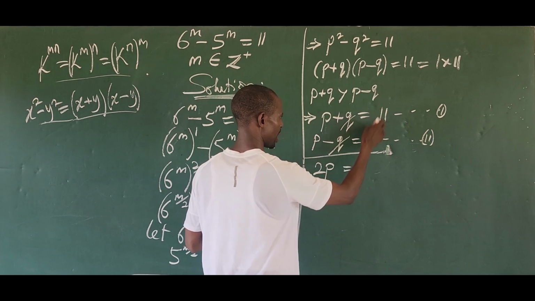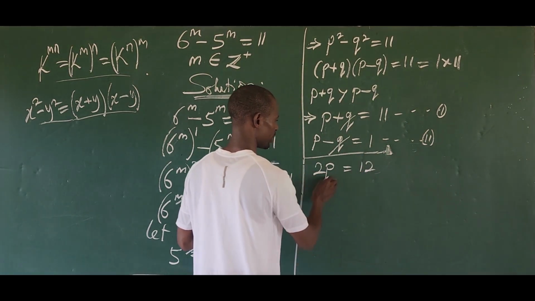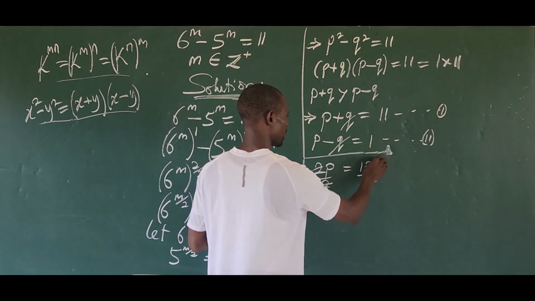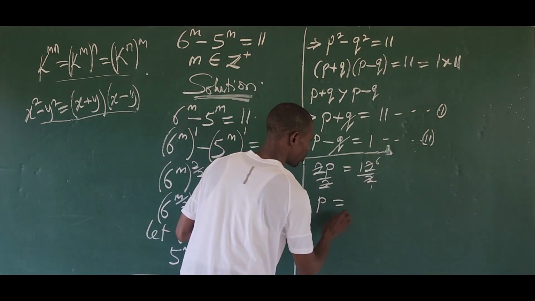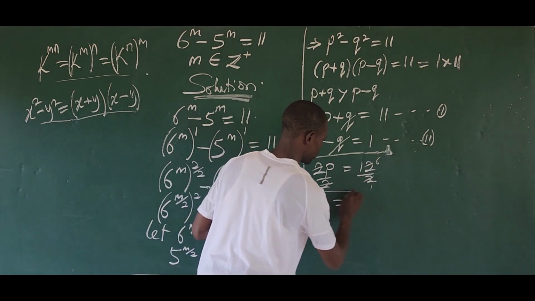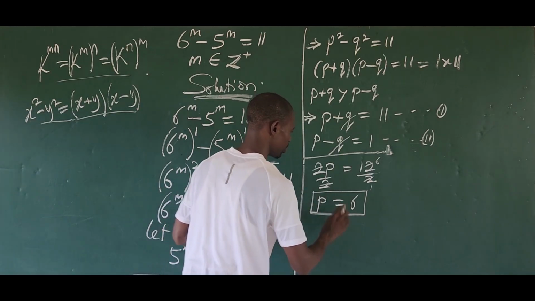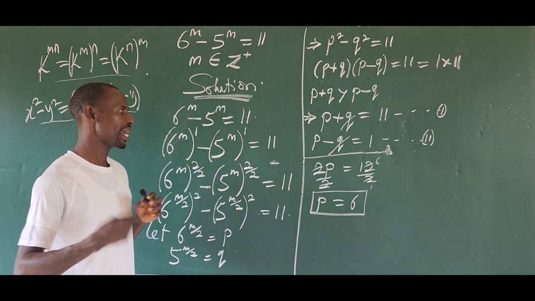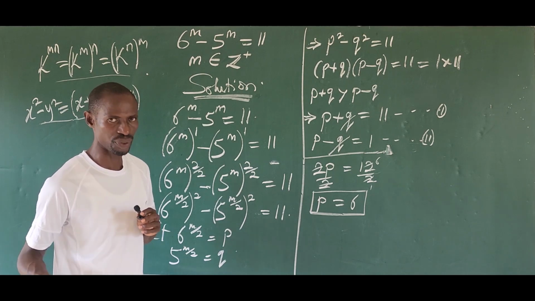2p is equal to, we add this together, will give us 12. Divide by 2, cancel out. Here we have 1, here we have 6. So we have p is equal to 6. So we've gotten the value of p to be 6 already. Going ahead to solve for the value of q is of no use.